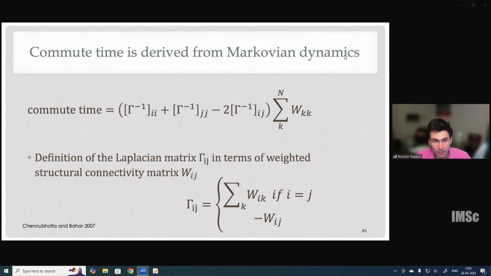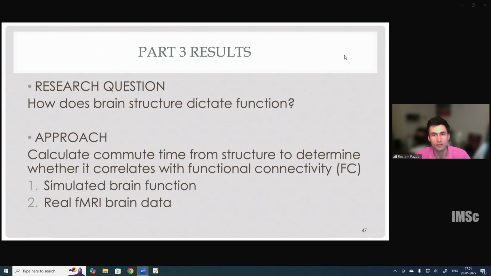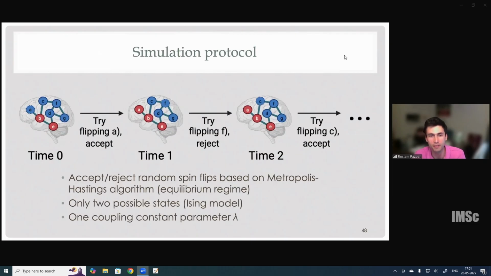And I realize now it's already 7:31. So to quickly skip to the end and just summarize everything, I'll just show the main parts of this talk. So reminder, the point of commute time is to understand whether structure dictates function.